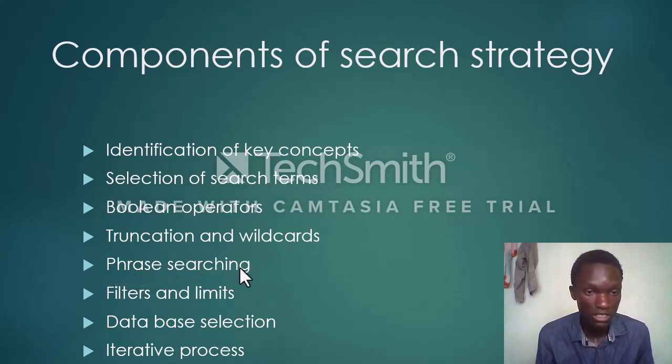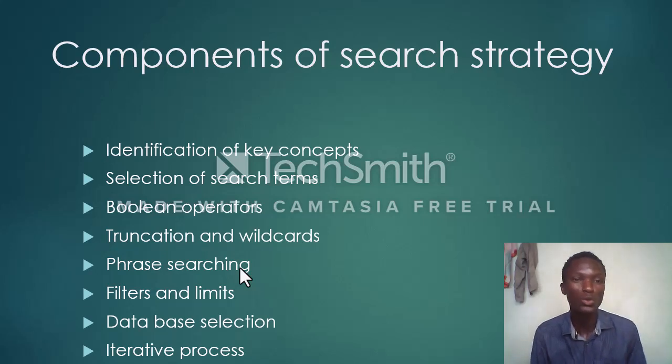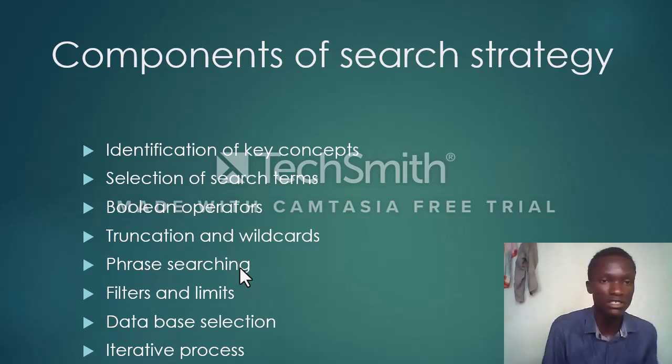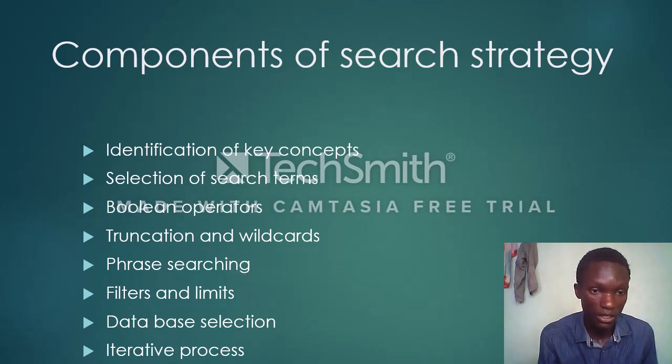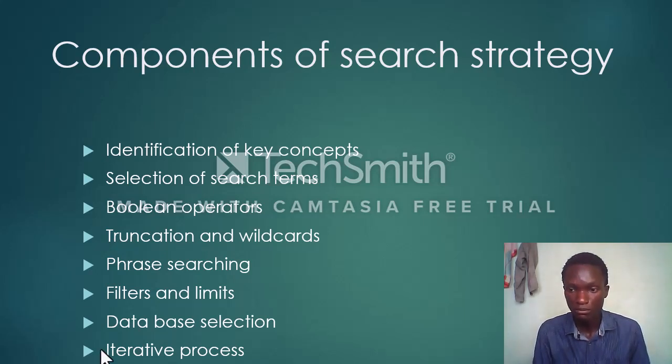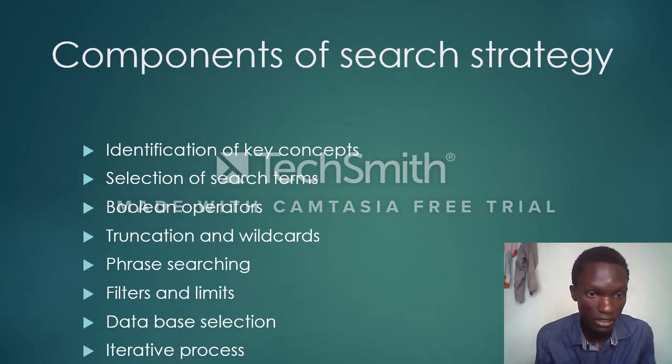Then we have phrase searching. Phrase searching is when you quote, maybe when you're rephrasing an author's work. When you're doing phrase searching, you have to quote, meaning you have to put quotation marks to give reference to the author. Then we have filters and limits. Filters and limits are based on criteria such as publication date, languages, maybe search type, and geographical region. That is basically filters and limits.